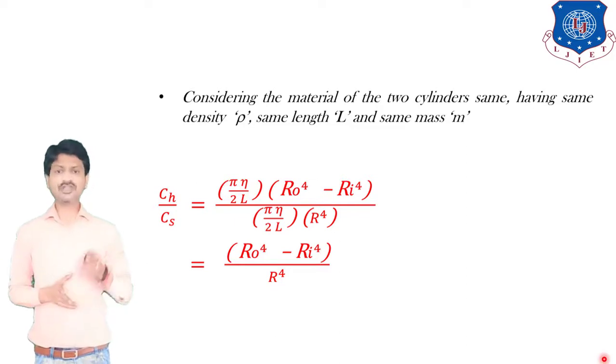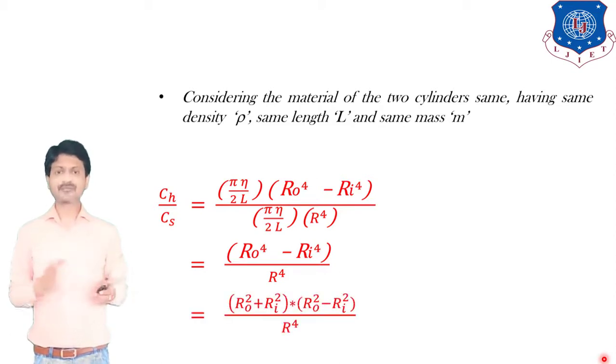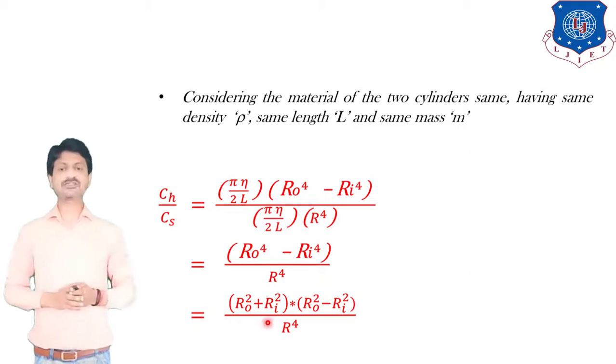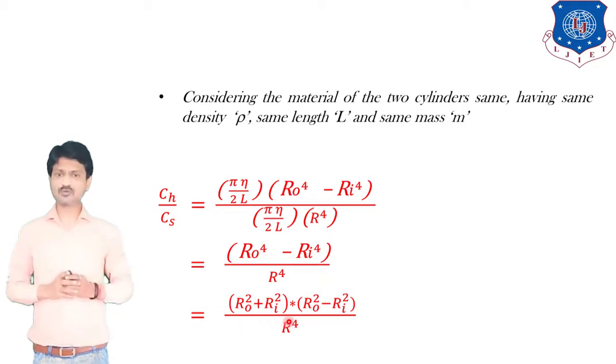Now, we know the basic formula that Ro raised to 4 minus Ri raised to 4 equals Ro square plus Ri square into Ro square minus Ri square. By replacing that value here, we finally have the ratio CH by CS equals Ro square plus Ri square into Ro square minus Ri square upon R raised to 4.